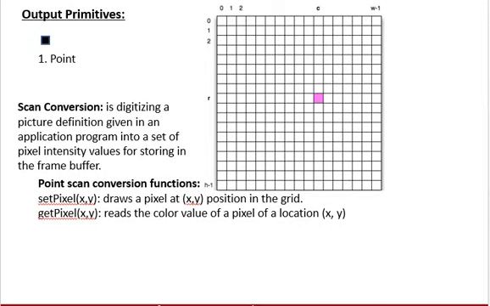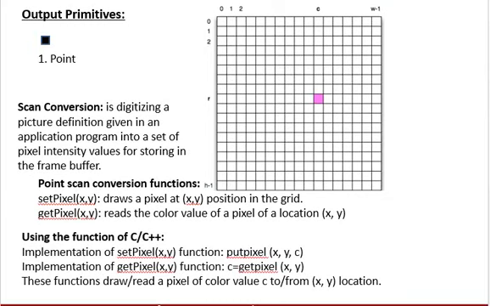Point scan conversion functions. Set pixel x, y is to draw a pixel at the x, y point in the grid, and get pixel needs to read the color value at the location x, y. The set pixel and get pixel are very important functions for our programming in computer graphics.